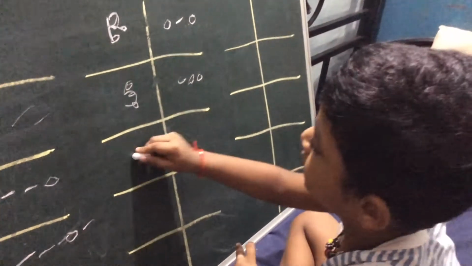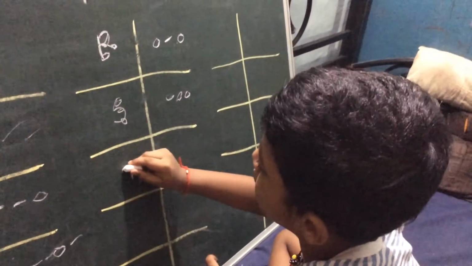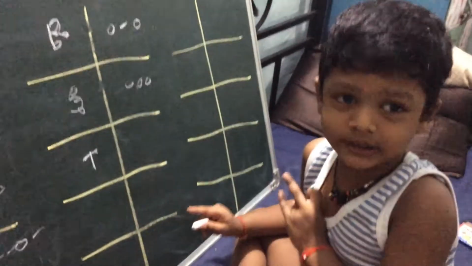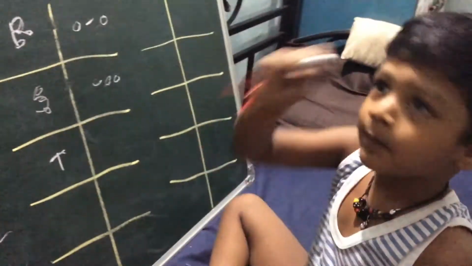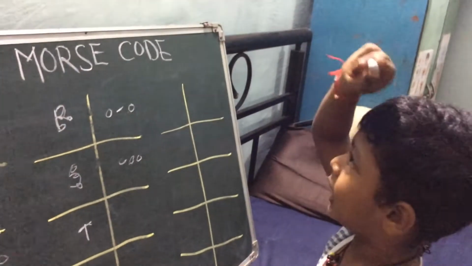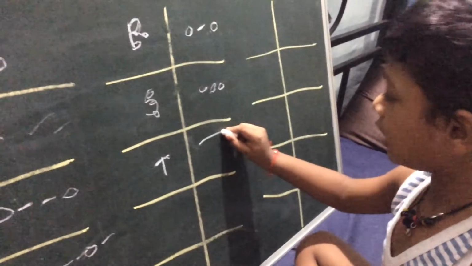Yes, T. This is the dash of T. In the Morse code, the T is dash. Like this. If the T is like this, that goes dash. See, this is understood. The T is having only dash.